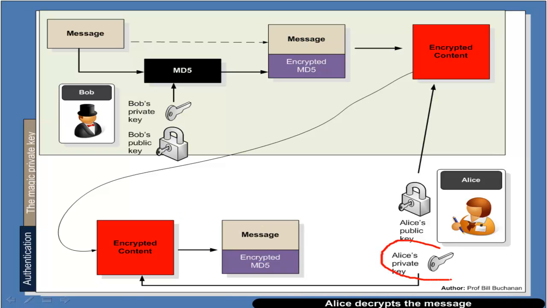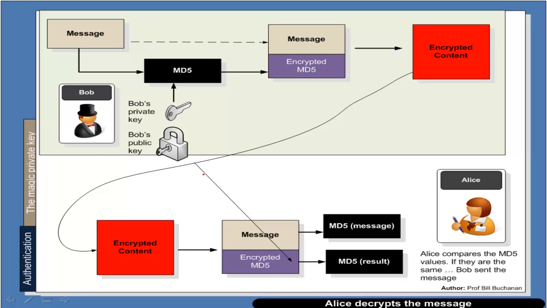Alice will then use her private key to decrypt the content, so we end up with the message and the encrypted MD5 hash. Alice then gains Bob's public key and then is able to decrypt the encrypted MD5 message and gain a result.